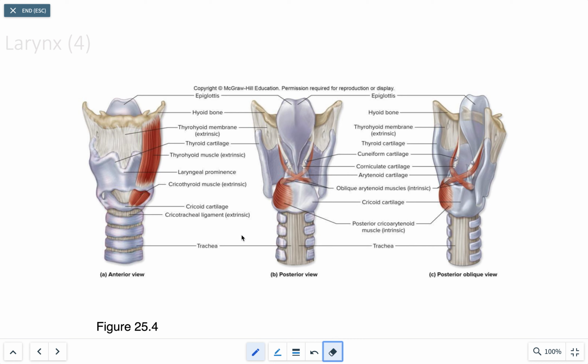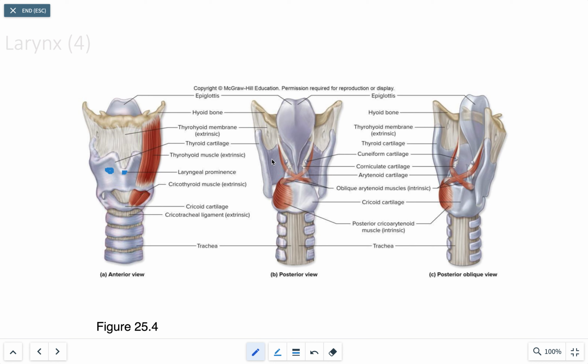So when we look at it, the largest cartilage would be this cartilage right here called the thyroid cartilage. It has a laryngeal prominence. It has a receptor site for testosterone, also known as Adam's apple. Most of the time, it's slightly larger in males due to the influence of the testosterone hormone. This area of cartilage has a receptor site for testosterone.